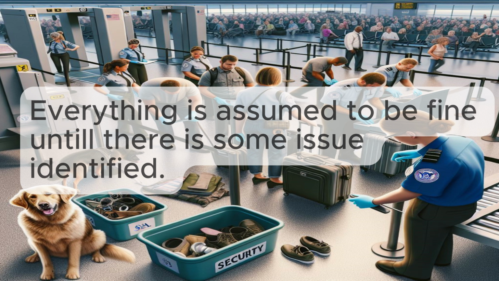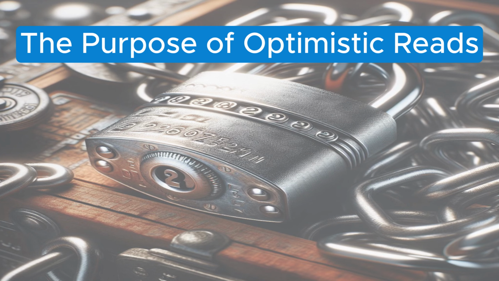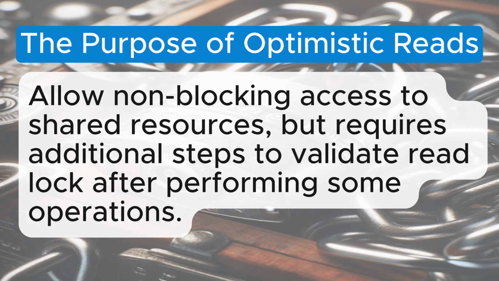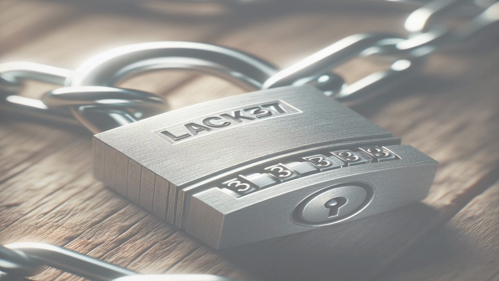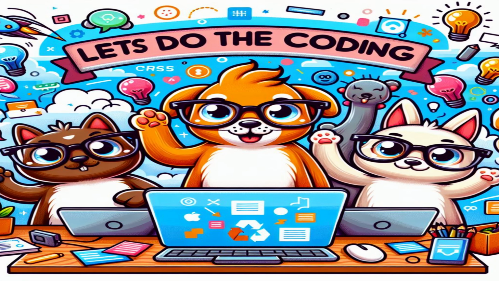The purpose of optimistic read in stamped lock is to allow non-blocking access to the shared resources, but it requires an additional step to check if the read is still valid after performing some operation. Let us translate this into code. In that way, it will be more clear. We will create a stamped lock, perform optimistic reads and exclusive writes.